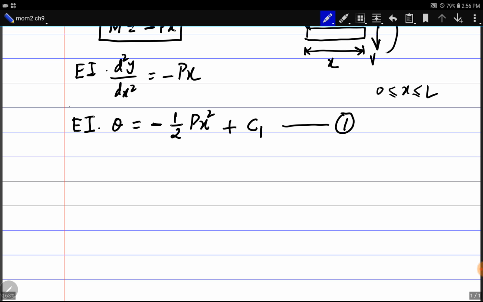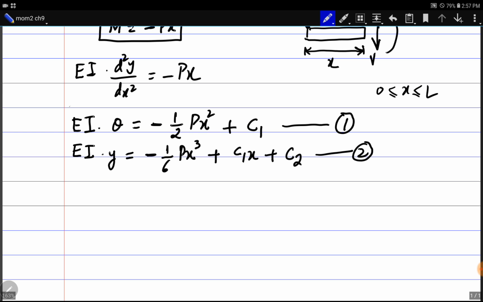Now integrating it once again, EIy is equal to integral of x square is x cubed by 3, so it will be minus 1 over 6 Px cubed plus integral of c1 is c1x. There will be another constant of integration c2. Similar to our previous discussion, we have got two equations, one for theta and the other for y. There are two unknowns, c1 and c2. These two unknowns can be determined if we have two equations. For that we need two boundary conditions.